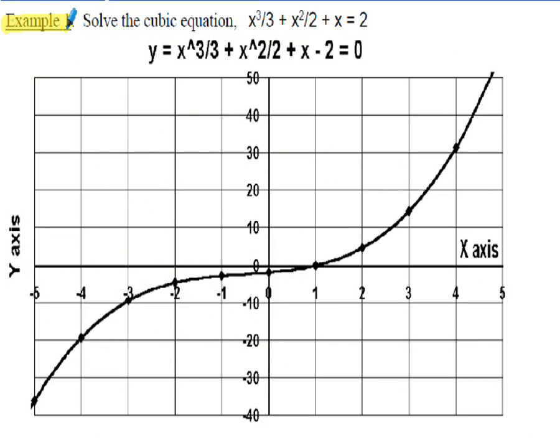Example 1 continued. For reference, had we plotted the cubic equation y is equal to x cubed divided by 3 plus x squared divided by 2 plus x minus 2, we would have plotted this shape here, and we would have noticed that a root would have occurred round about 1. So our estimate from a graphical perspective for the first value of x might have been the value of 1, which would have been quite close to the root.